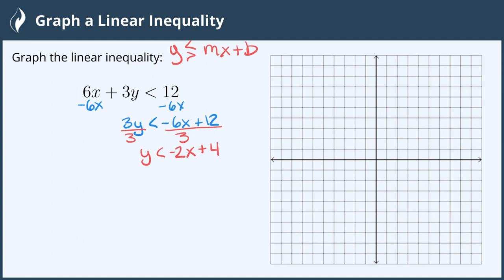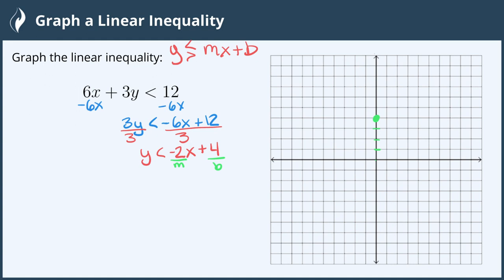So now that we've rewritten this in slope-intercept form, we can go ahead and graph the boundary line. We have a slope of negative 2 and a y-intercept at positive 4. We'll start at the origin and move up to positive 4: 1, 2, 3, 4. This is where our y-intercept of the inequality will pass. And then from here we need to do our slope of negative 2.